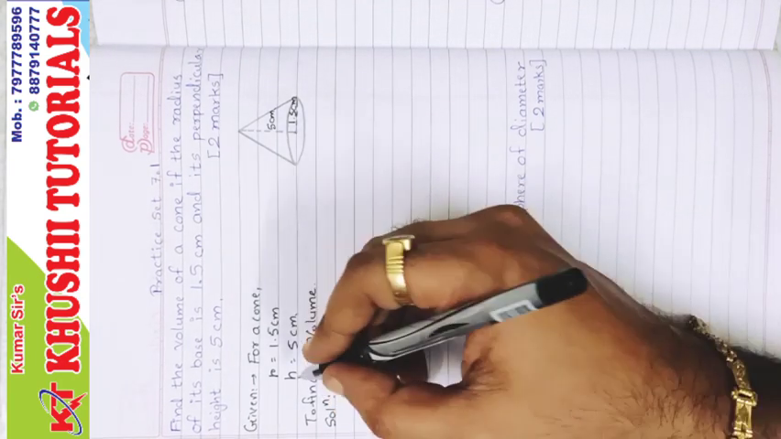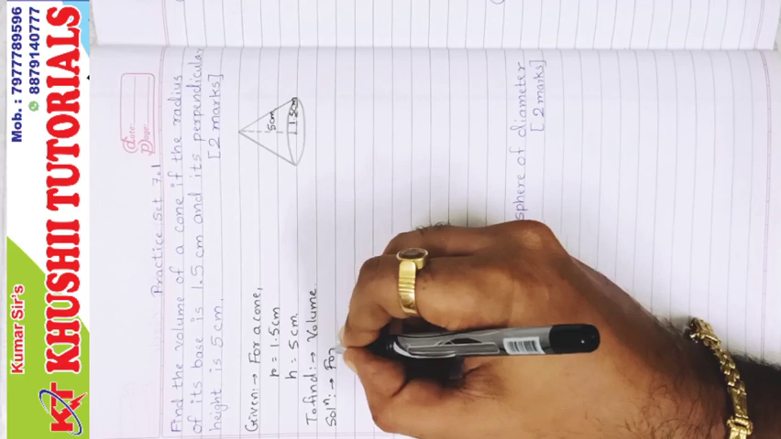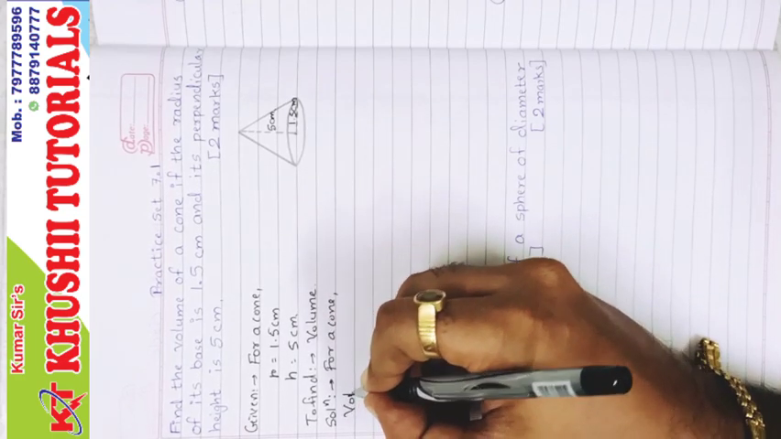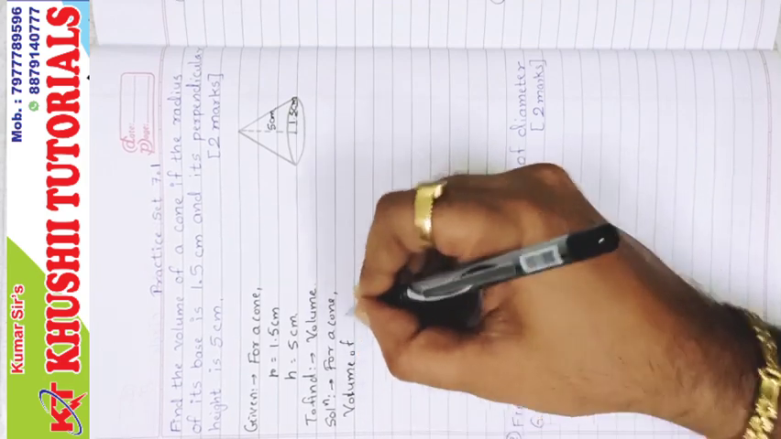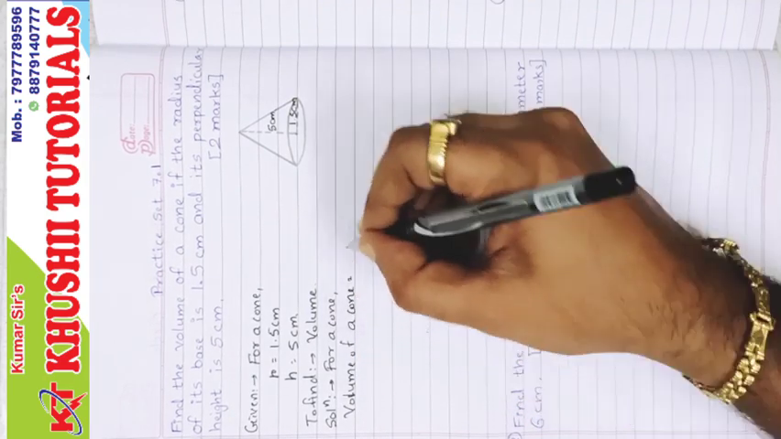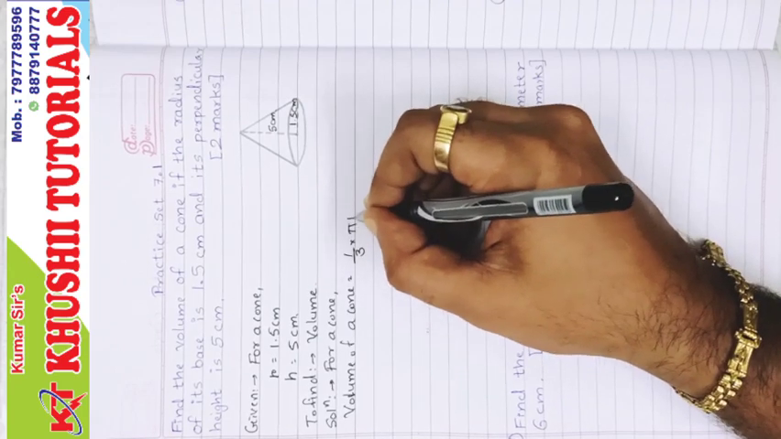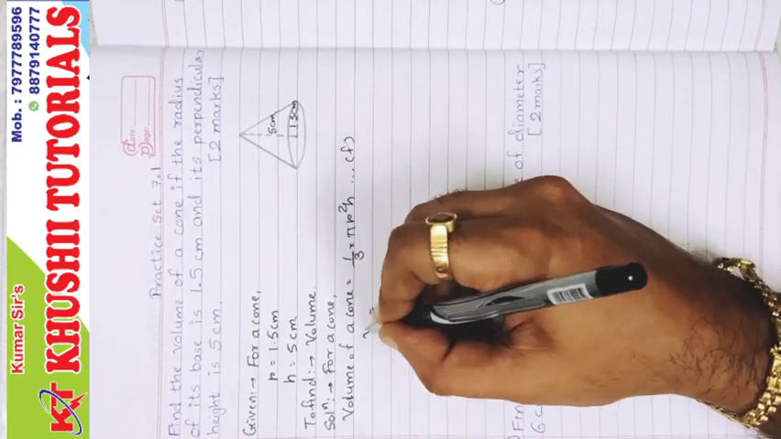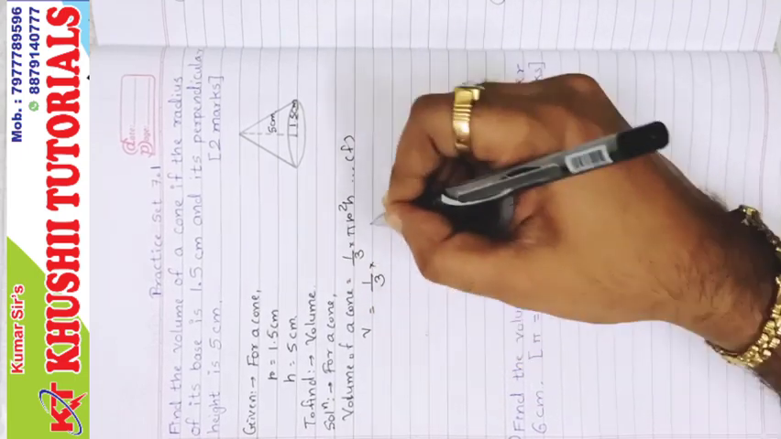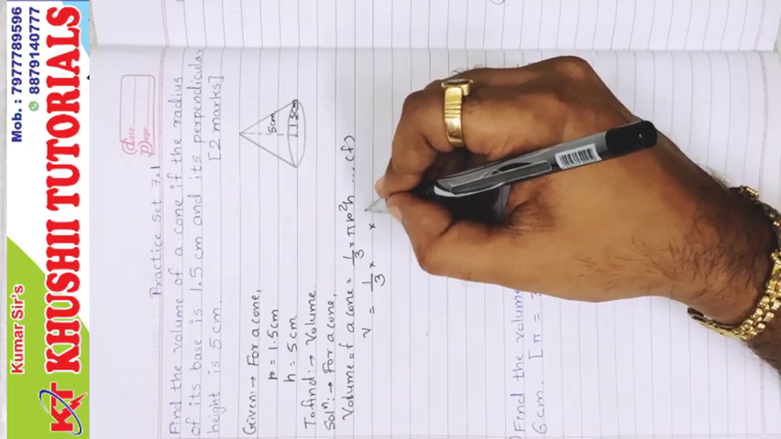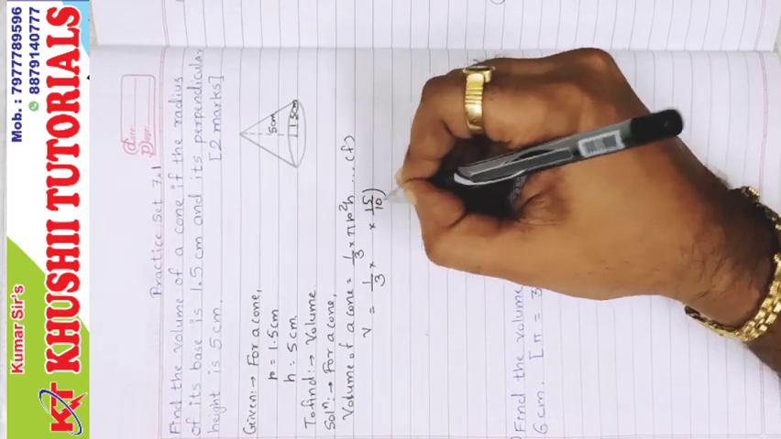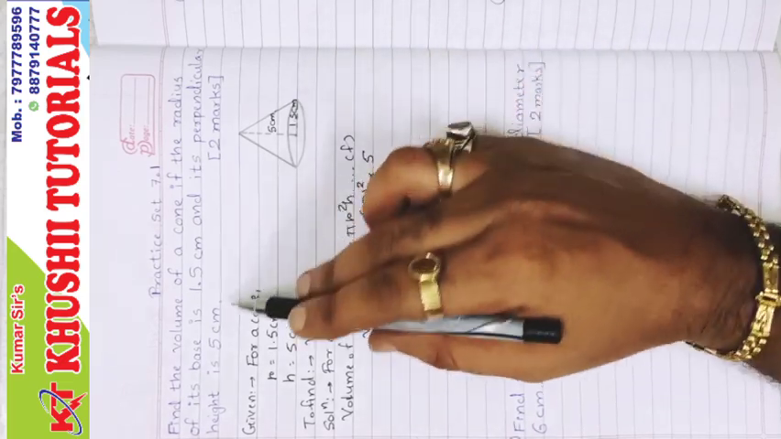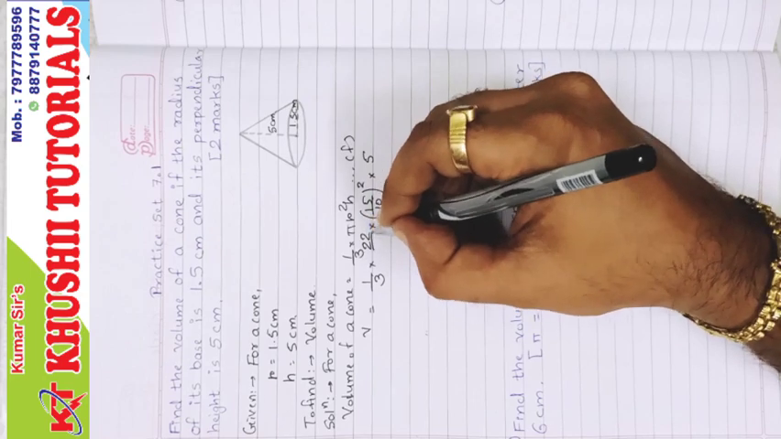Since for a cone, volume of a cone is 1/3 of pi r square h, and that is the formula. Volume will be V equals 1/3 pi r, where r is 1.5, that is 15/10 square, and height is 5. So the value of pi, when nothing is given, we will take 22/7.